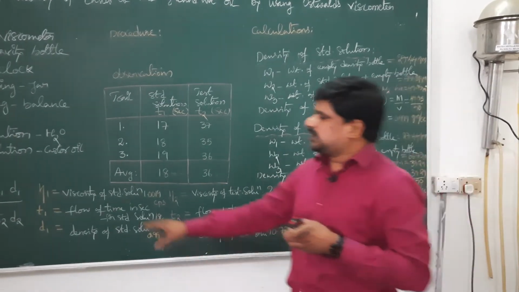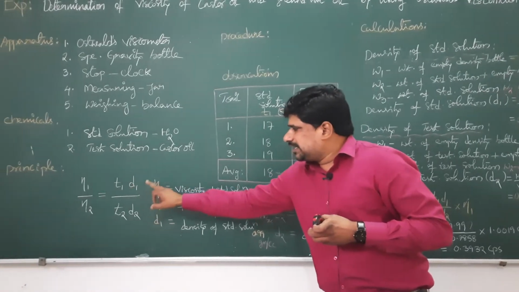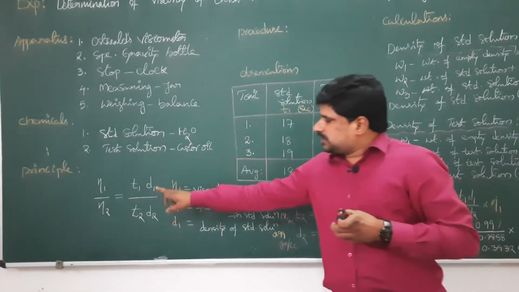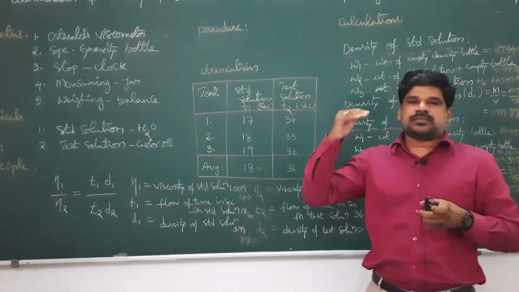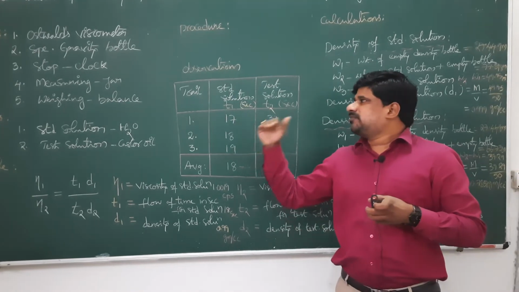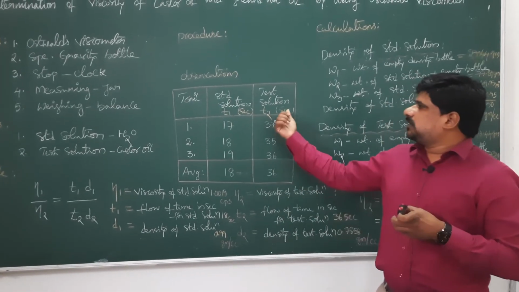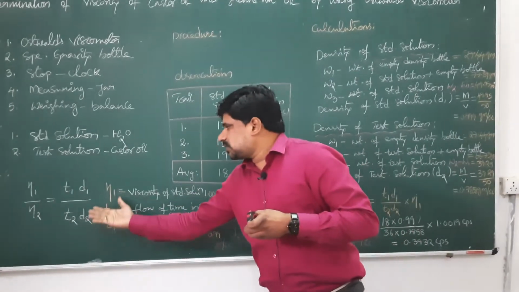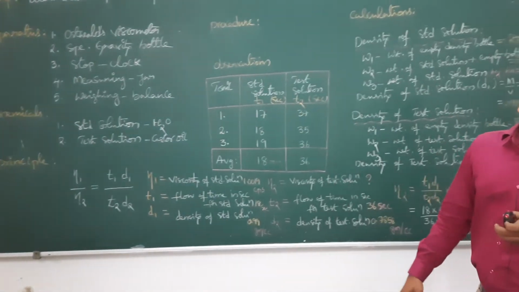What is the principle here? Eta 1 by eta 2 is equal to T1 D1 by T2 D2, where T1 and T2 are the time taken for the liquid solution to go from A to B level. T1 is the standard solution time and T2 is the test solution time. So, you have to substitute the results, and you will get the eta 1 and eta 2 values.